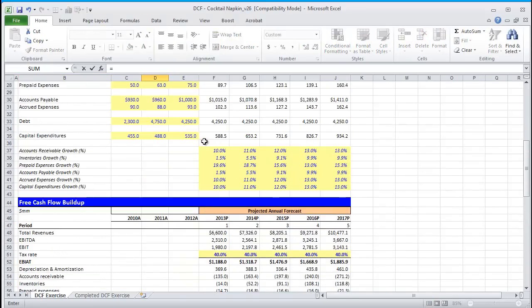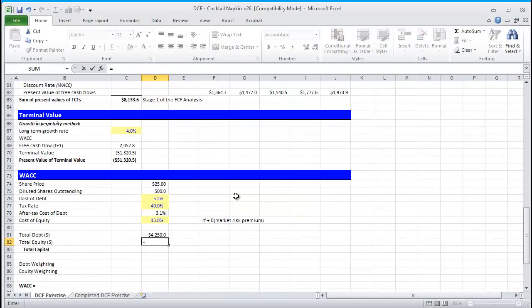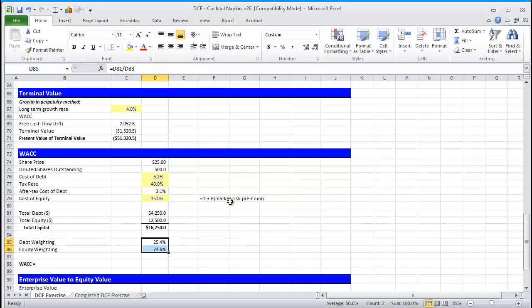So let's go ahead and reference the book value, which is $4,250, while our equity is going to be share price times the diluted share count. If we add those together, we get our total capital of $16,750. So my debt weighting is going to be the debt divided by total capital, while the equity weighting is equity divided by total capital. You can see that this adds up to 100%, and it should. And again, if there were preferred stock, you would do the same thing, figure out the amount of preferred in the capital structure, and apply a weighting there as well.